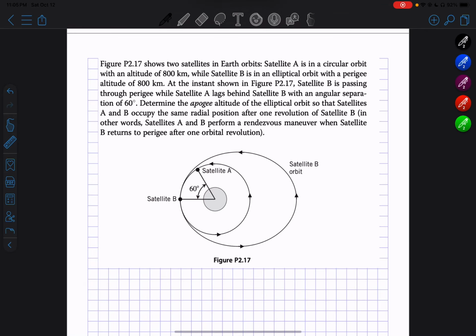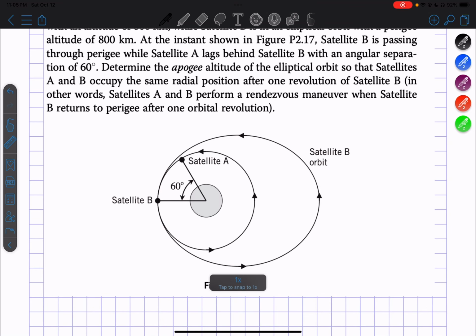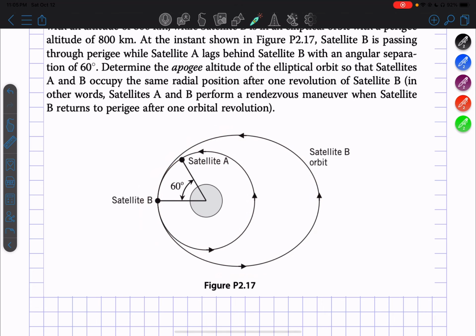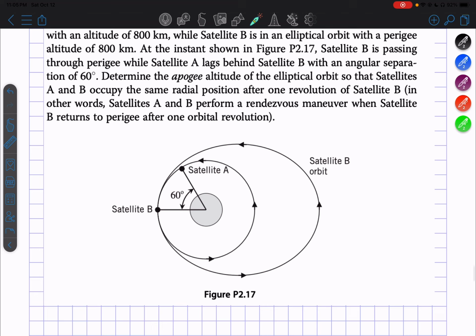Alright, so in this problem here, we have two satellites moving around two different orbits. One is a circular orbit in the center, one is an elliptical orbit on the outside. Now, the first satellite, A, is 60 degrees behind periapsis, while satellite B is at periapsis. And I wonder what the semi-major axis of B has to be in order for it to take a whole revolution and for satellite A to make a whole revolution and come back to periapsis, so they both meet at periapsis.